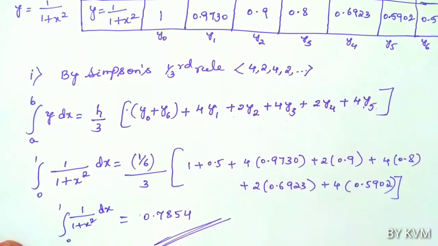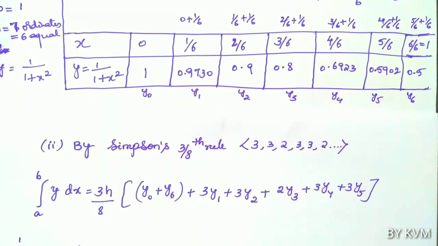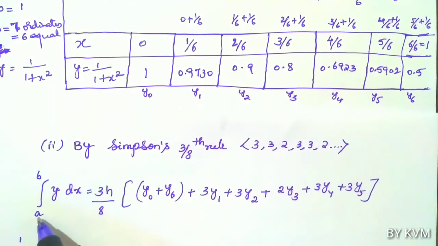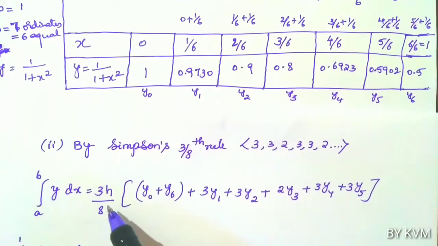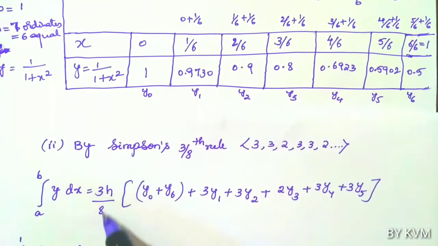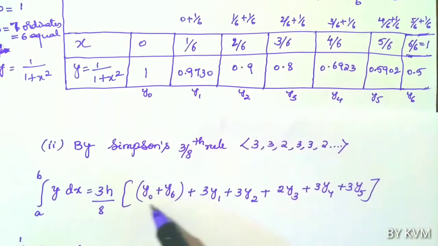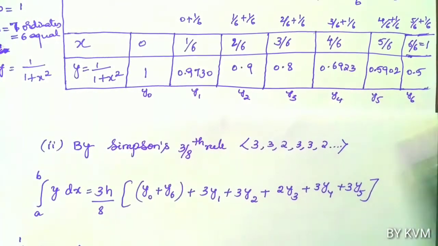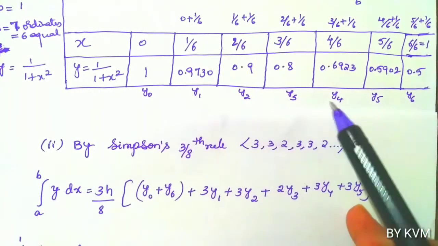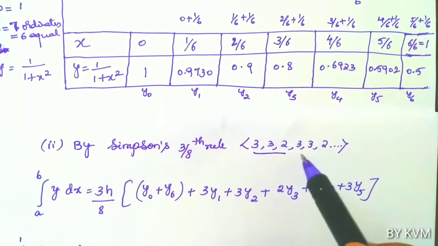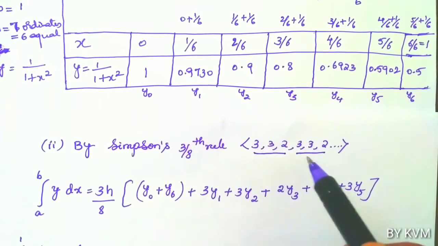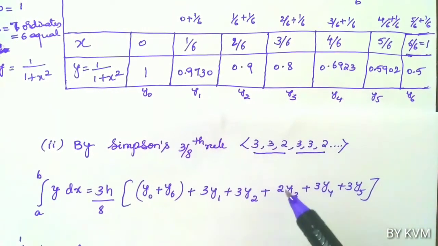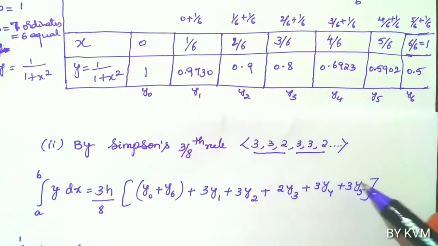7854. Now we use Simpson's 3/8 rule, second rule. So we know how to write the formula. Integral from a to b y dx equals 3h by 8 into y0 plus y6, first value plus last value, plus the rest of the values we have to multiply by 3, 3, 2. So you have to remember this. So 3 into y1 plus 3 into y2, 2 into y3, 3 into y4, 3 into y5.